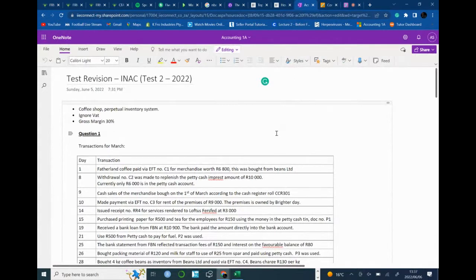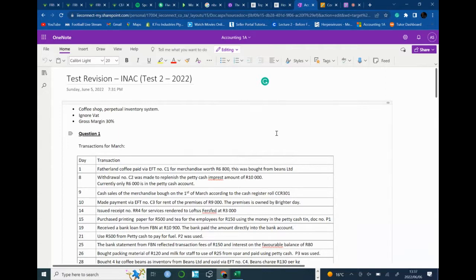So, your test 2 revision. We have already highlighted that the question required you to do your cash receipts journal, cash payments journal, and your petty cash. This was a coffee shop. They asked you to do it on the perpetual inventory system, but they said ignore that. Guys, they said ignore that.